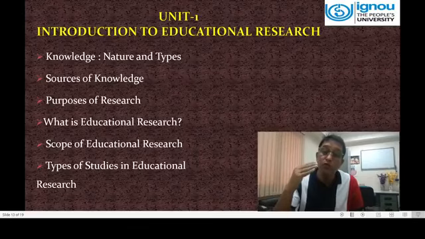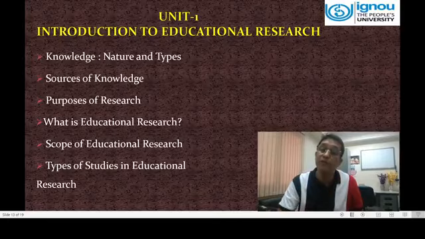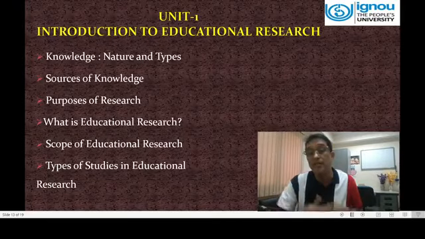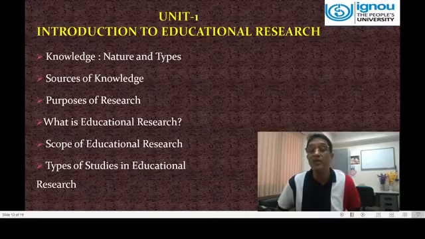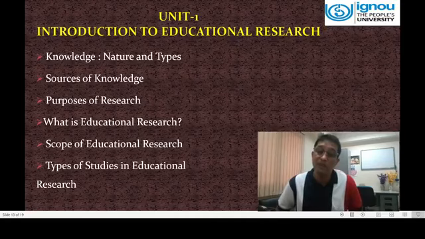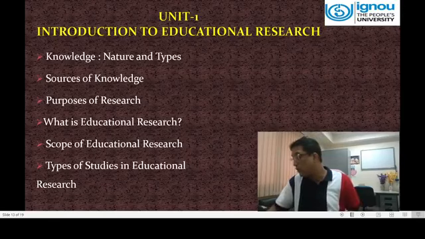Okay, if it is a school level, then you have to select specific stages of school level. And in higher education, you can also conduct a study. In professional education, you can conduct a study. In teacher education, you can conduct a study. Okay, in agricultural education, in medical education, you can also conduct your study. So friends, at different levels, you can conduct your study.